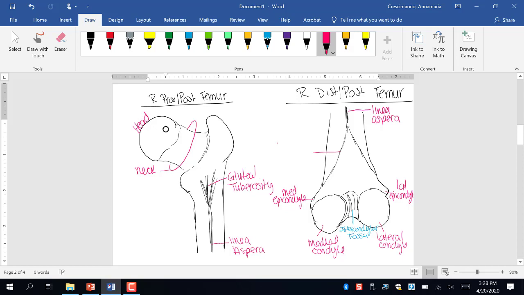So here we have the medial supracondylar line. And then over here we have the lateral supracondylar line. And then the surface in between the two is the popliteal surface.